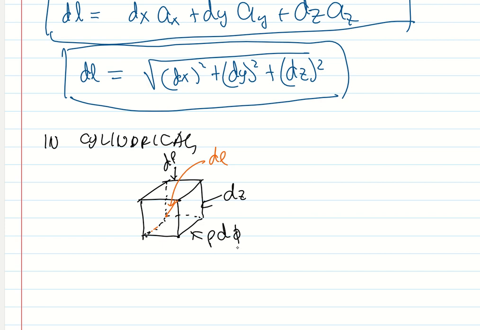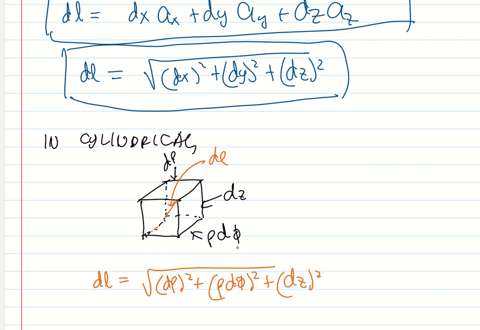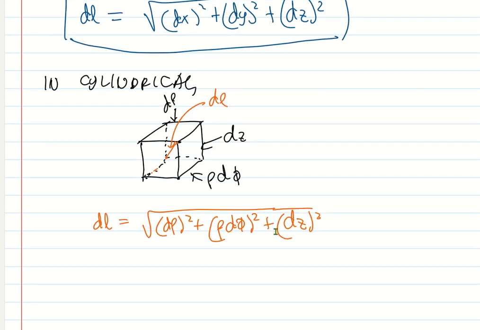So here, the magnitude of the differential length is just equal to the square root of those sides. We have d rho squared, we have rho d phi squared, then we have dz squared. That's the magnitude of the differential length. Now, if we include the direction, then you just multiply by a rho, a phi, and az.